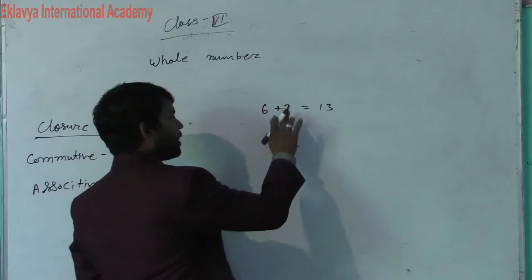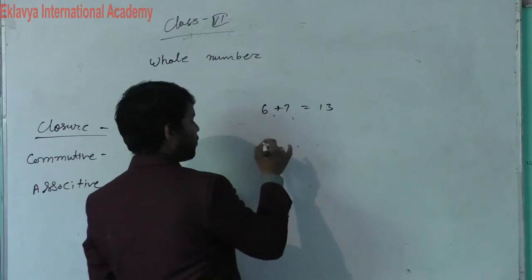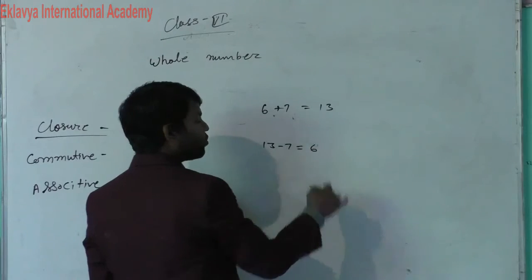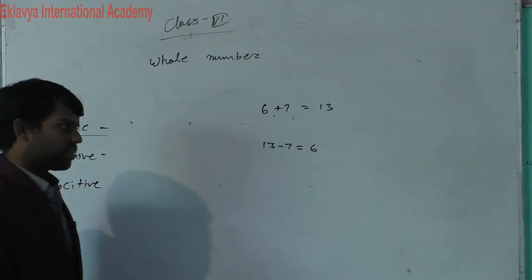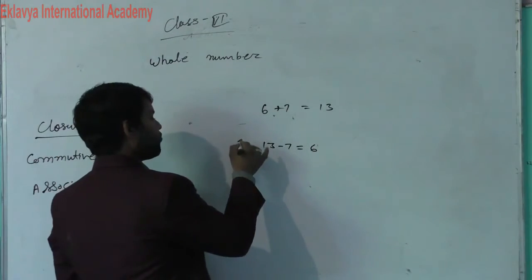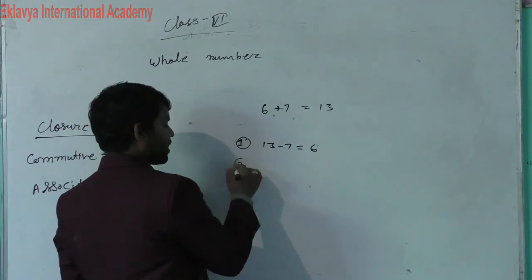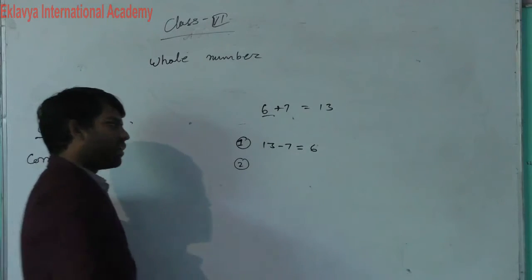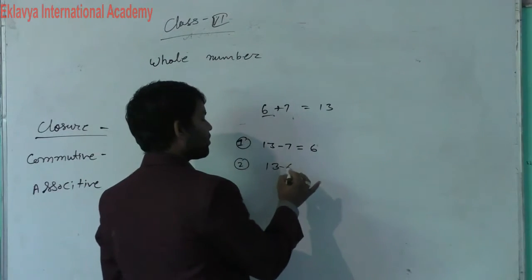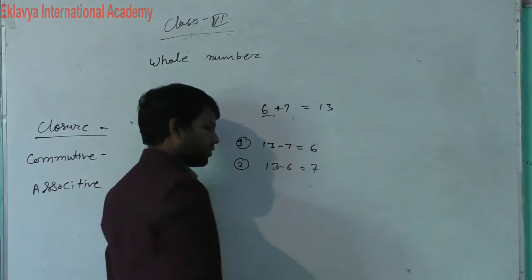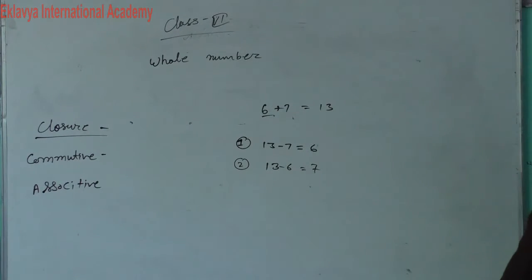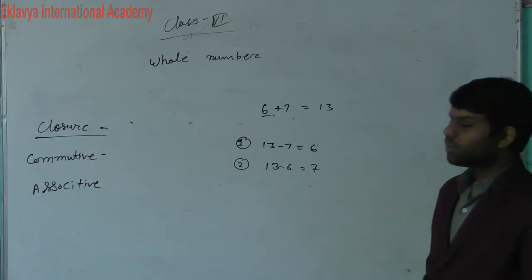So how can we write? First we remove the 7, then 13 minus 7 is equal to, we will get 6. It is our first statement. Now the second statement: if we remove the 6, then 13 minus 6, we get 7. So in this way we can write two results or two statements.